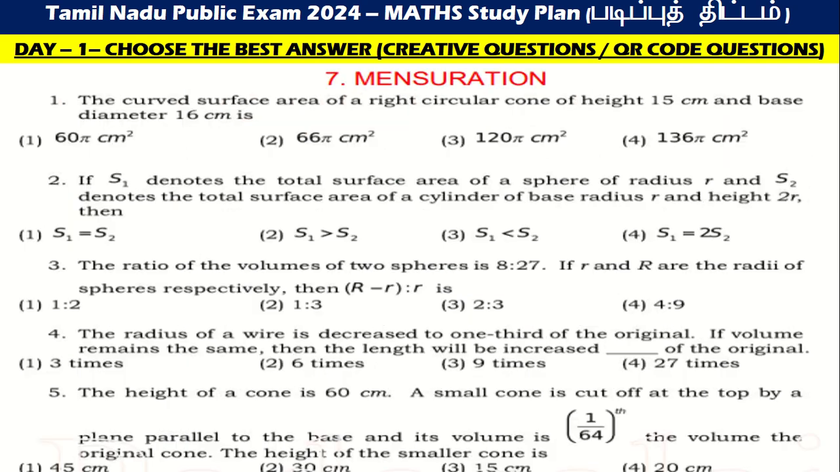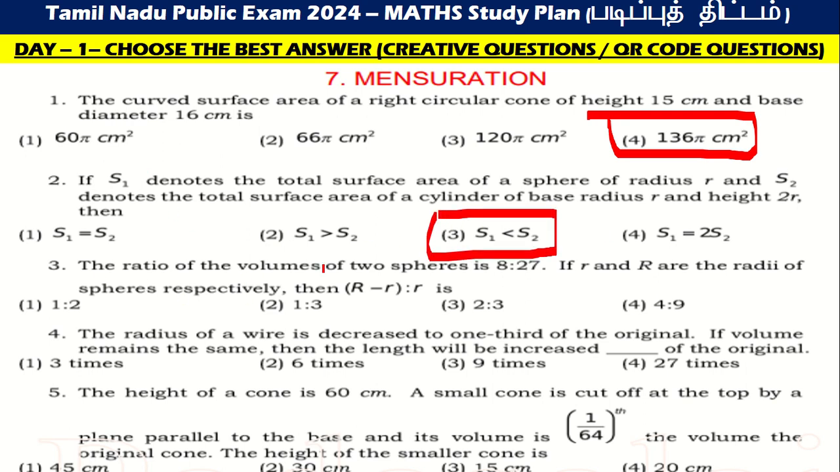14.14 meter. Then next, the 7th chapter, the curved surface area of a right circular cone, value is D, 136, and if S1 is denoted, that means it is S1 less than S2. The ratio of volume of two spheres is 8 is to 27. That means your answer is 1 is to 2. Then the fourth one is 9 times the original. So fifth one is C.